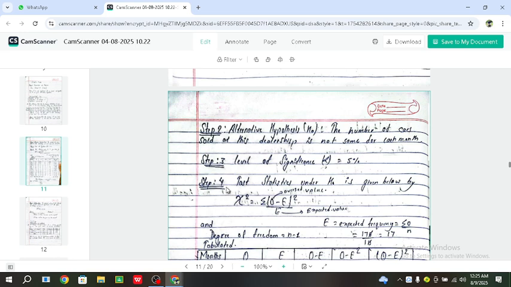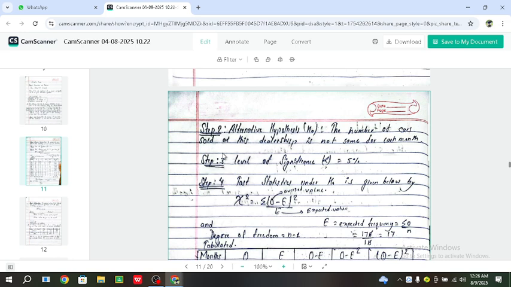Here is a small change. Did you notice? Last time we used to write the level of significance in step number four, and in step number three we used to write the test statistic under H naught is given below by. Only this must change. No need to worry. Both are not different. We just have to follow this much only. Others nothing.